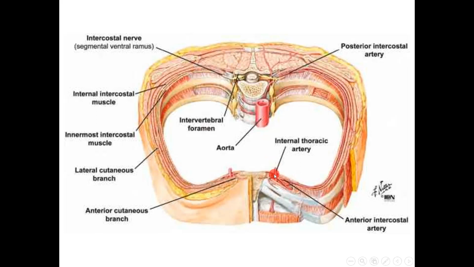Here we also have the internal thoracic artery, which is a branch of the first part of the subclavian artery that gives two branches, the anterior intercostal arteries. And you see the anastomosis between the anterior intercostal arteries and the posterior intercostal arteries. Here we have anastomosis, they join with each other, and both of them supply all the intercostal muscles of the thoracic wall.